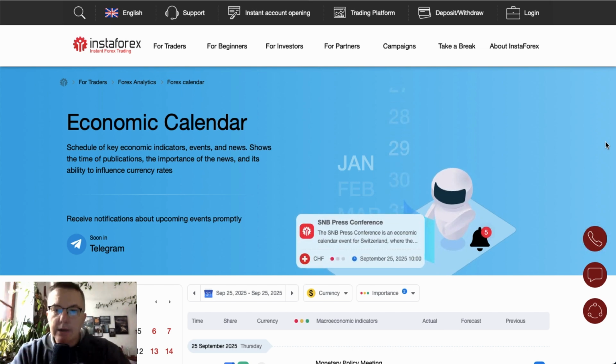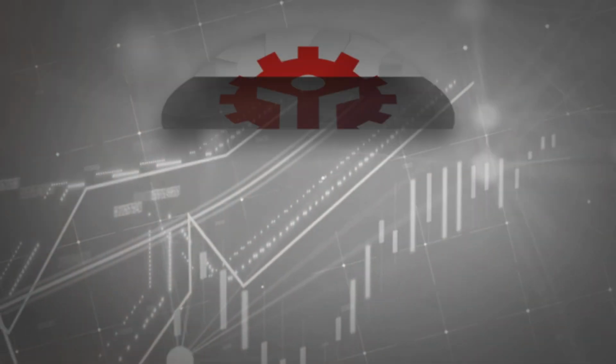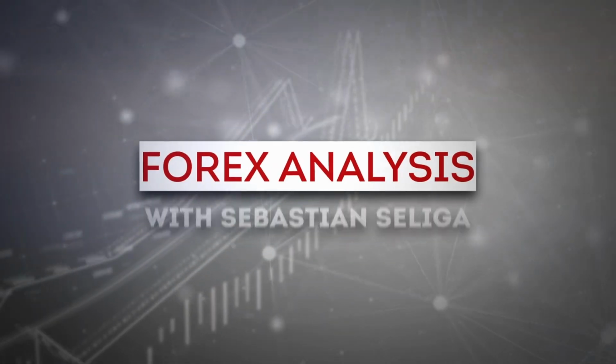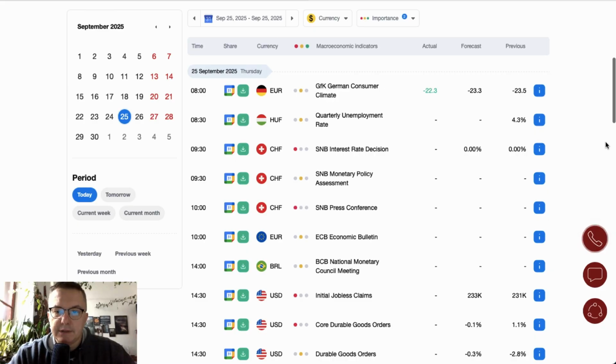Today is Thursday, September 25th, 2025. Let's take a look at the economic calendar for today. The major event of the day is the Swiss National Bank interest rate decision, which is scheduled for release at 9:30. The market participants expect the Swiss National Bank to hold the interest rate at 0%.